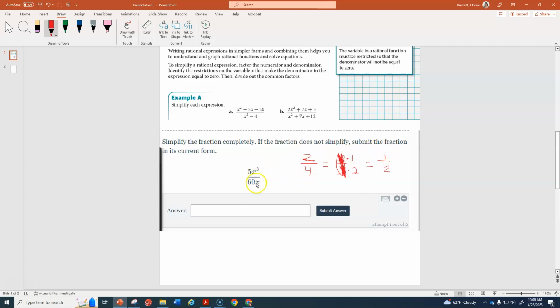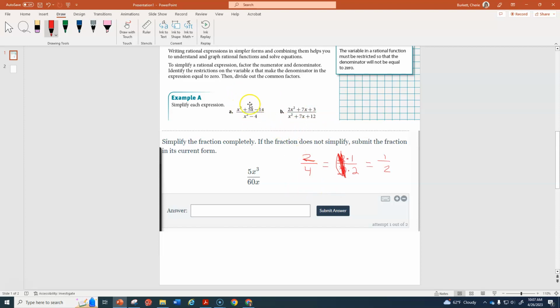The same thing applies to this problem, 5x cubed over 60x, and the same thing is going to apply to these two problems up here when we have a trinomial divided by a binomial, a trinomial divided by another trinomial. We're going to cancel out common factors.